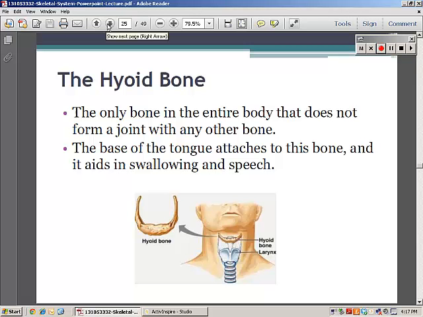Now, a bone that I really want you to be familiar with, because it's unique in a sense, is called the hyoid bone. This bone is the only bone in the body that does not form a joint with any other bone. It is at the base of where your tongue attaches, so it really aids you in swallowing and also in speaking. It's an extremely important bone because all of us need to eat, and many of us are not mute. We actually need to speak, so we use this bone quite often, but it's interesting that it doesn't form a joint with any other bone.